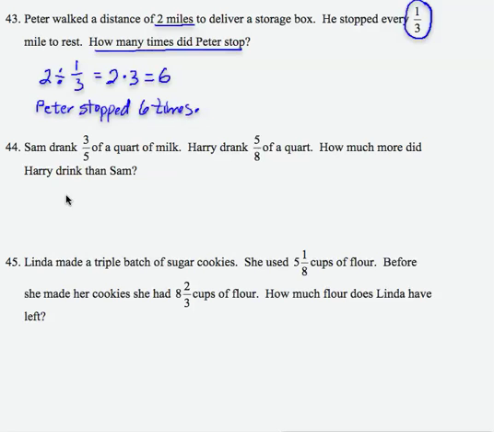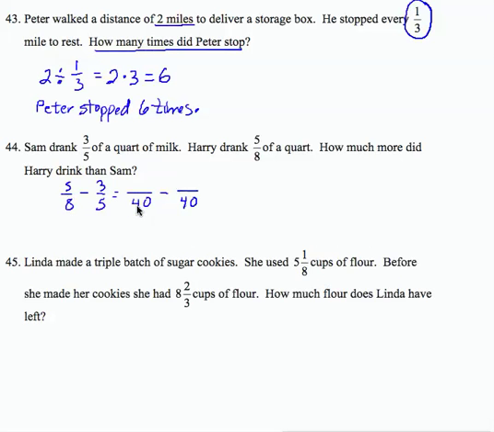In 44, Sam drank 3/5 of a quart of milk and Harry drank 5/8. How much more did Harry drink than Sam? So 5/8 is bigger than 3/5, but let's find out by how much. So we're going to subtract 5/8 minus 3/5. That means we need to get a common denominator between 8 and 5, which is 40. I need to write each of my original fractions as an equivalent fraction with denominator 40.